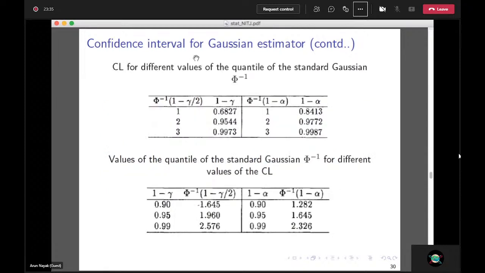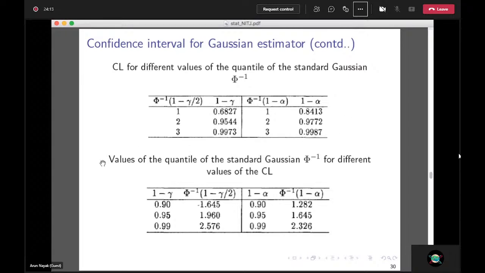Here you can see the values of this phi inverse for different probabilities. For the 68.3% confidence interval, phi inverse should be 1. For 95.4%, typically we say 95% confidence interval, it is 2, and for the 99% confidence interval, it is 3, and so on. This is for the central confidence intervals, and this is for the one-sided confidence intervals.